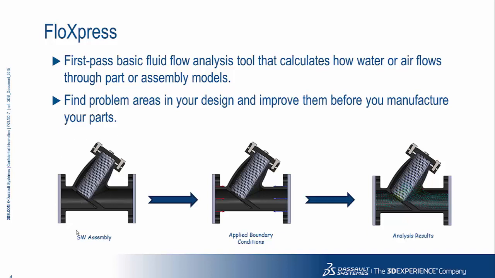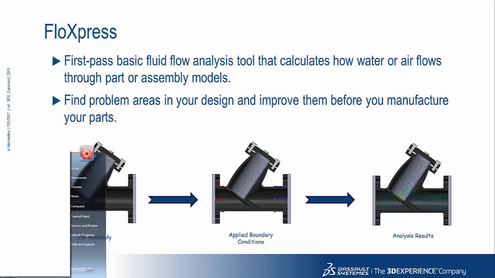So here in this you can see an assembly which is having a strainer. This is a wall and a strainer, and you can see I have applied some boundary condition here, and you can see then the analysis result, an animation that will show how the flow of water or air will go.